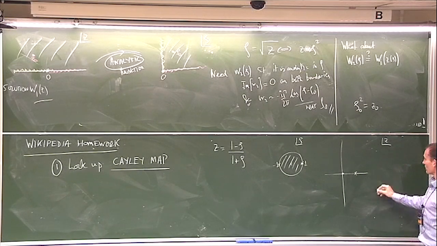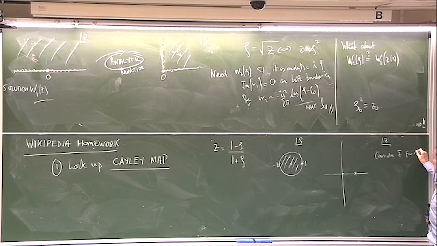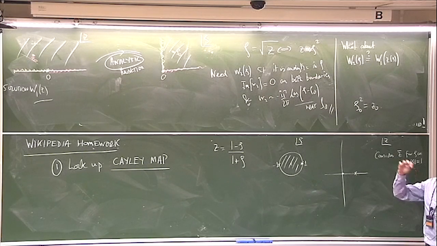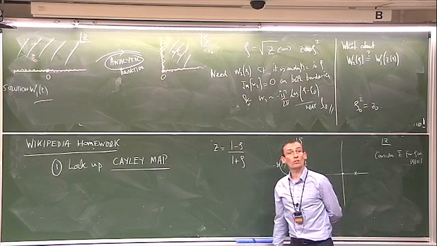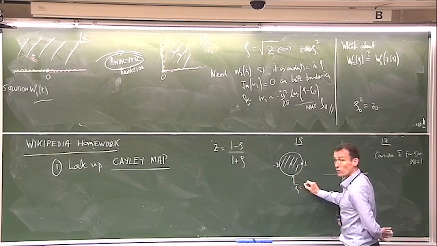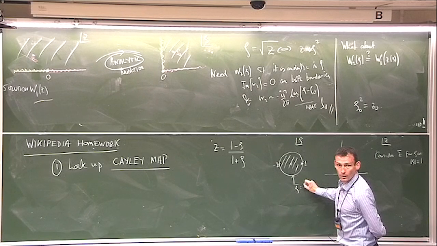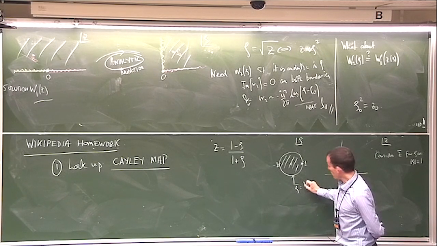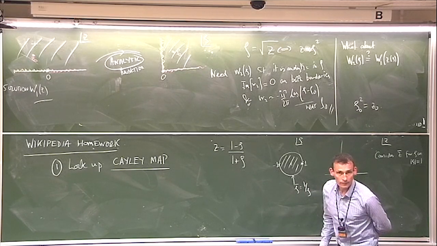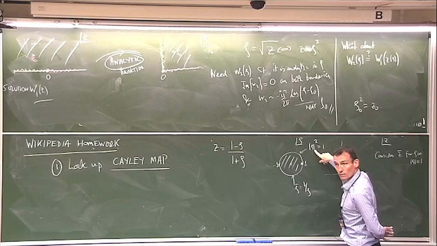Let me just do something for you. Let's consider z bar for zeta on the unit circle. By the way, this is always a good thing to do. If you're trying to work out what the image of a line or circle is under some analytic change of variable, a good thing is to take a conjugate. We know that on here, if I'm on the unit circle in the zeta plane, zeta bar is 1 over zeta, isn't it? Because mod zeta is equal to 1, which is the same as mod zeta squared equal to 1, which is zeta times conjugate zeta. So that's true.